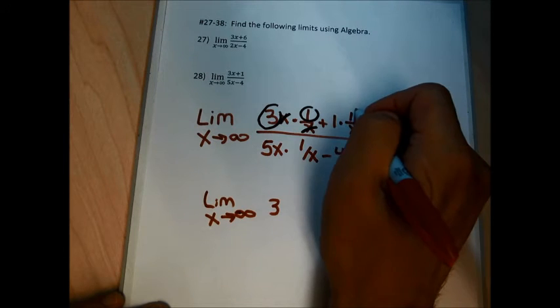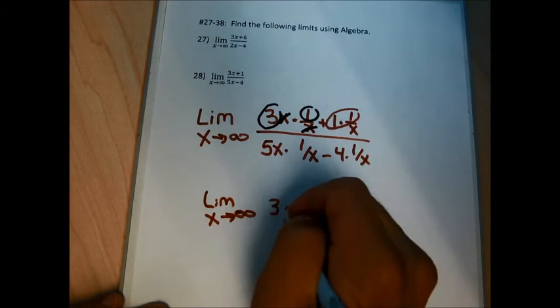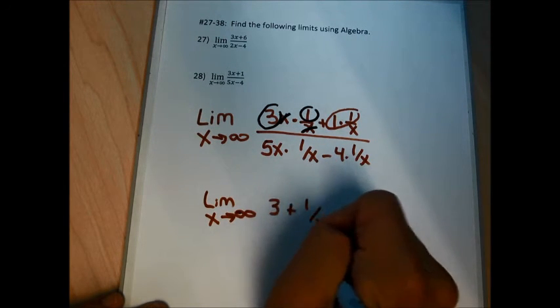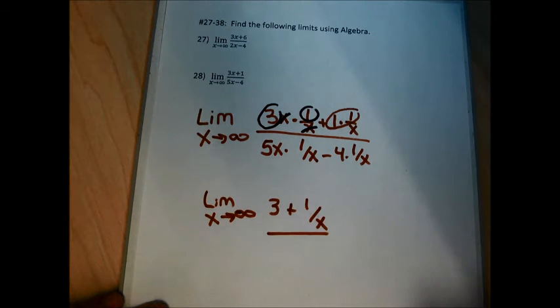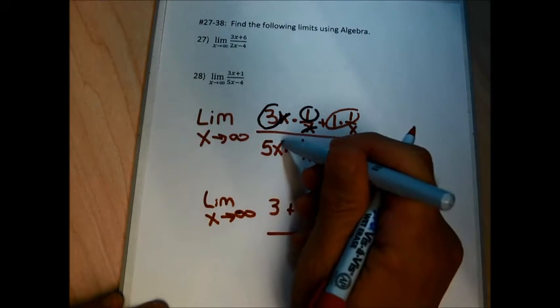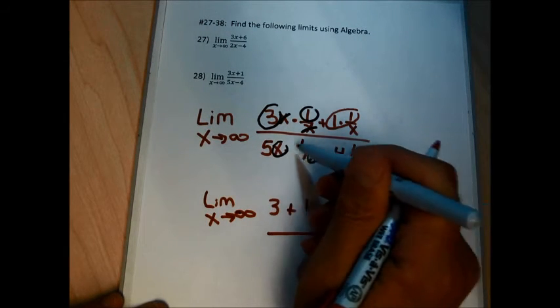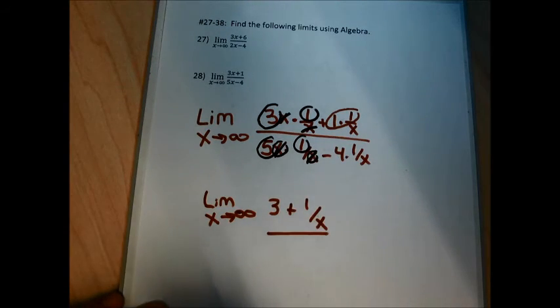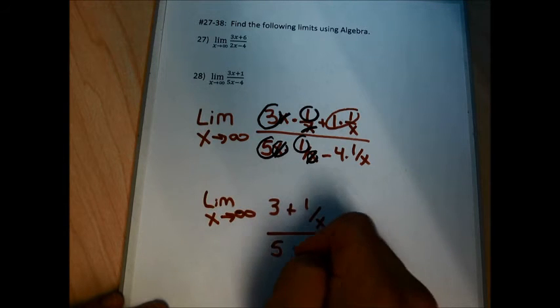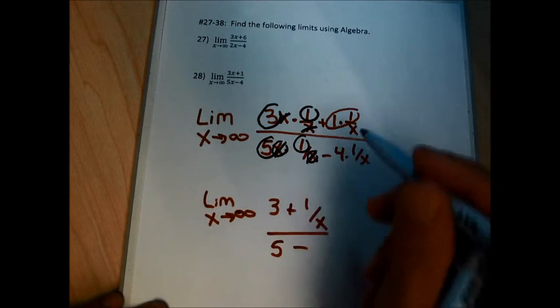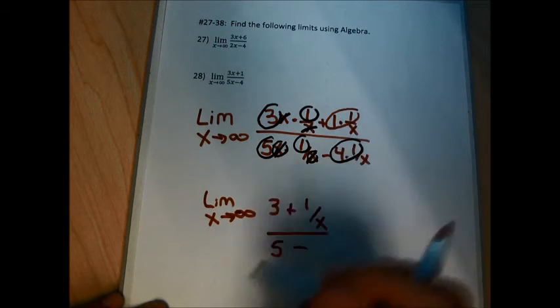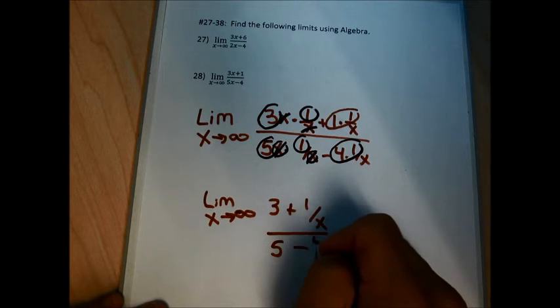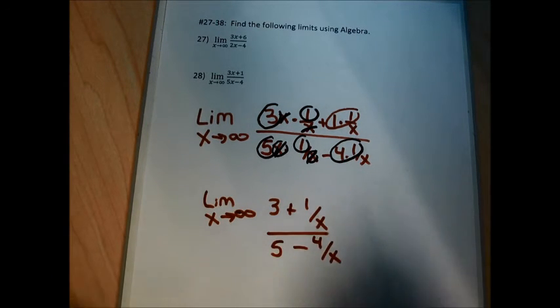And then the next piece, I'm just going to multiply the 1 and the 1 and leave the x in the denominator. So 3 plus 1 over x. And the first thing in the denominator here, I'm going to cancel the x's. Fractions are gone. I'm going to multiply the 5 and the 1 and get a 5. Bring down my minus sign. No canceling for the next piece. I multiply the 4 and the 1, get a 4, leave the x in the denominator.